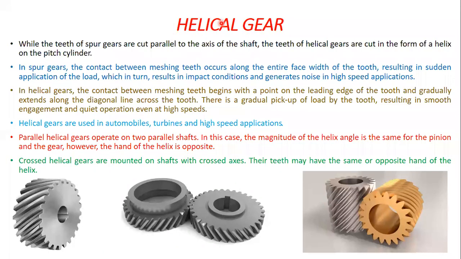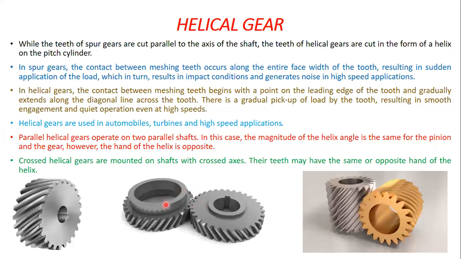And where are you going to use these helical gears? The major applications of the helical gears are in automobiles, and the other application is in turbines, where high speed application is there. There we can go ahead with this helical gear. And in this helical gear there are two types. One is parallel helical gear, the other one is crossed helical gear.